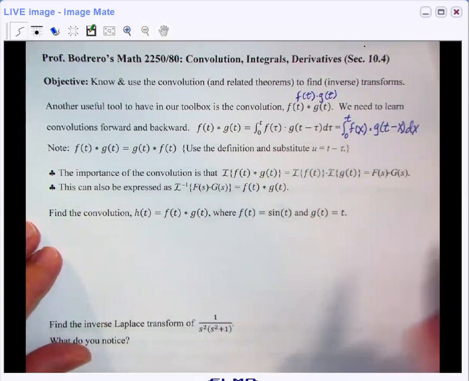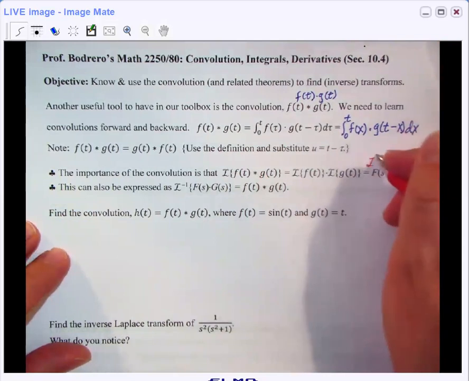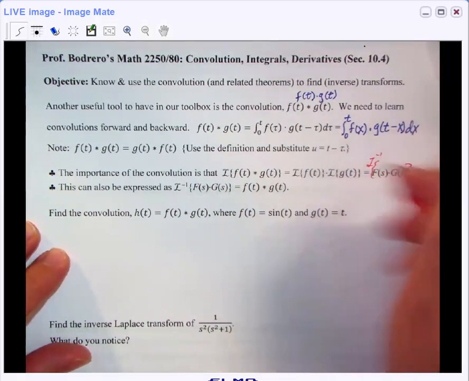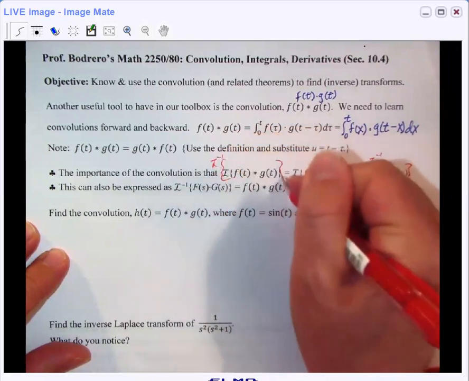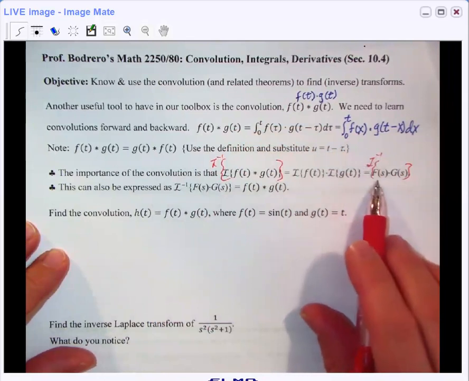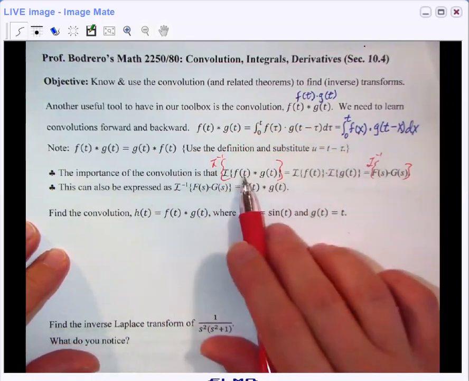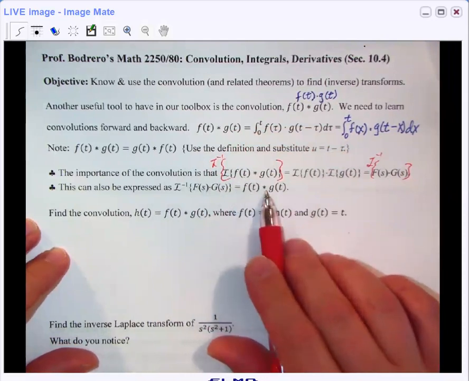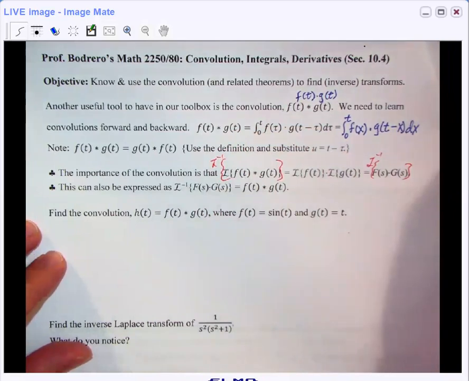If we were to take this equation right here and apply the inverse Laplace transform to both sides, the inverse Laplace transform would undo the Laplace transform, and we'd find out that the inverse Laplace transform of capital F of s times capital G of s is equal to f of t convolute g of t. So let's see this guy in action.